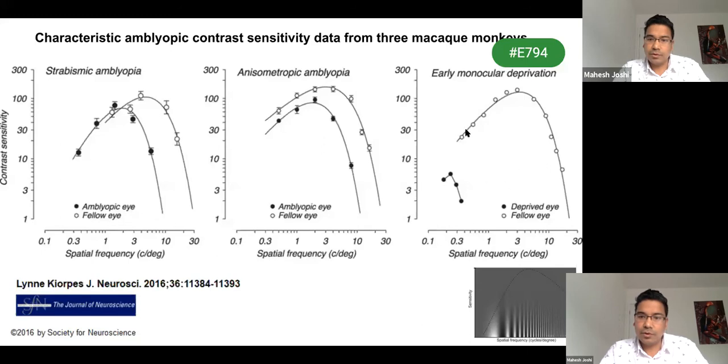And this becomes even more obvious in deprivation. So for example, in stimulus deprivation amblyopia, you can see that there is quite a reduced contrast coming from the deprived eye. And for anisometropic amblyopia, it's a kind of vertical shift. So there is a reduced contrast over your different spatial frequencies, right?